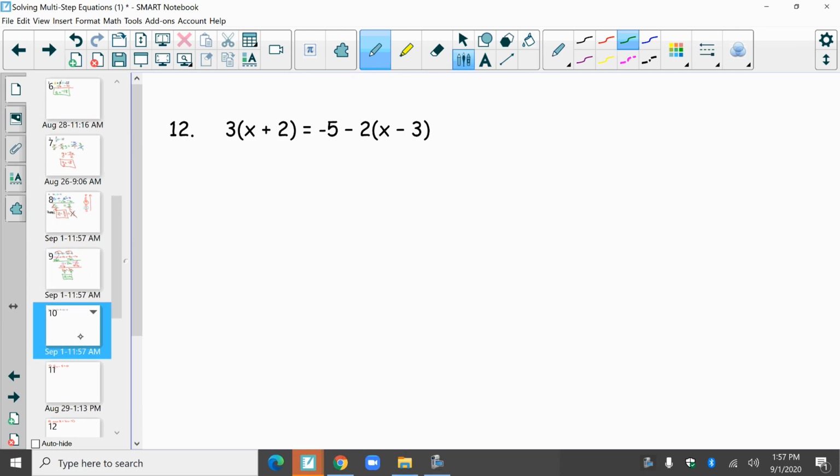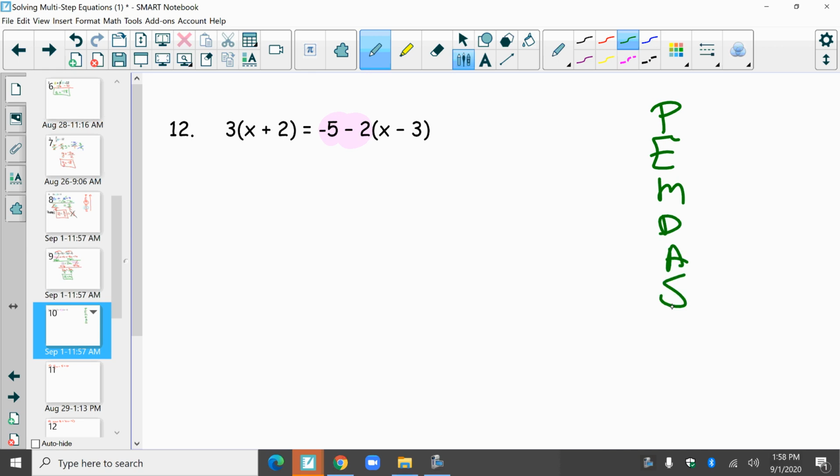Number 12. This one is a tricky one. So the biggest mistake that my students make is right here. Everybody likes to make negative 5 and negative 2 become negative 7. You cannot do that because order of operations always tells us that you have to do parentheses first, before you do anything else.